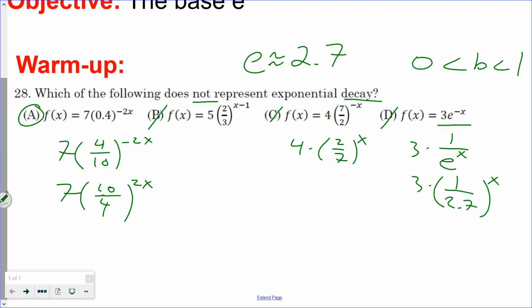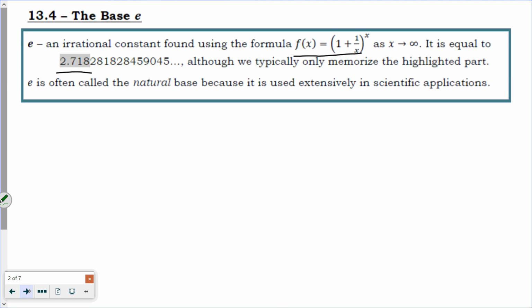The decay function is when your base is between 0 and 1. It's a growth if it's bigger than 1. So in this case, that's why A is the growth function here, because 4 over 10 to the negative 2x, you get rid of that negative by flipping the fraction. So 4 over 10 becomes 10 over 4, and your answer is going to be A. Any questions here? Make sense? It is bigger than 1, but I'm asking which is not. This does not represent decay.